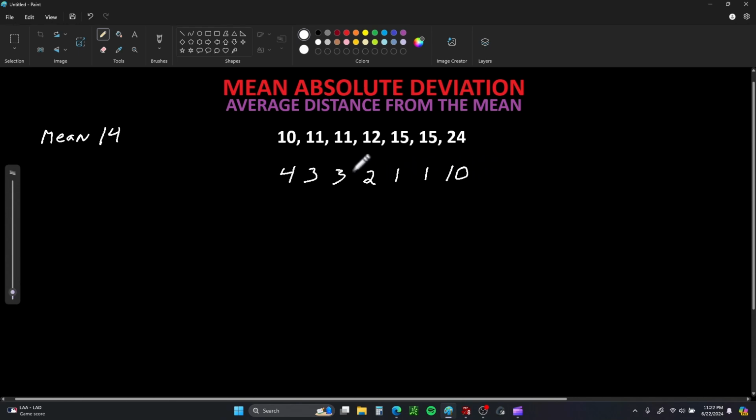Now I want to find the average distance from the mean. So I add up all these numbers and I get 24, and then I divide 24 by 7. These added together are 24, and I'm going to divide by 7. And what I get is approximately 3.4. So the mean absolute deviation is 3.4.